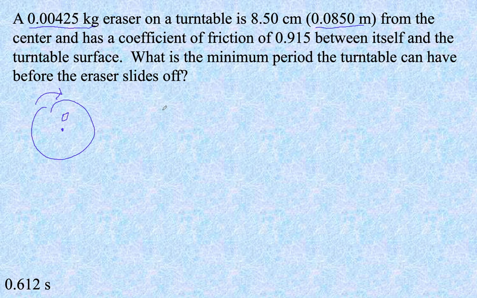Okay, so what we're going to say is that our friction force equals the centripetal force. Friction is always mu times m times g. Now, since it's asking for the period and not the velocity, we're going to have to use the formula m 4 pi squared r over t squared. We'll have to use that.